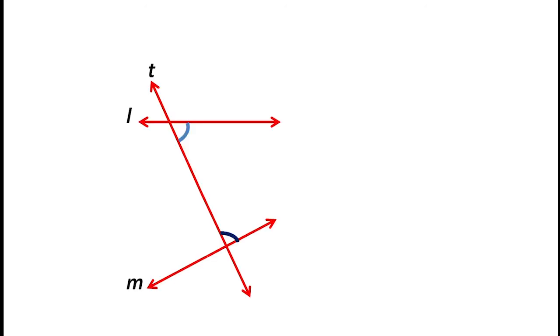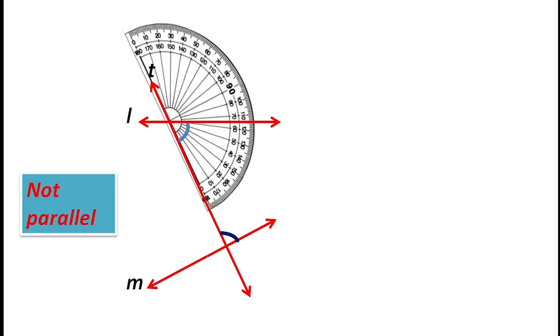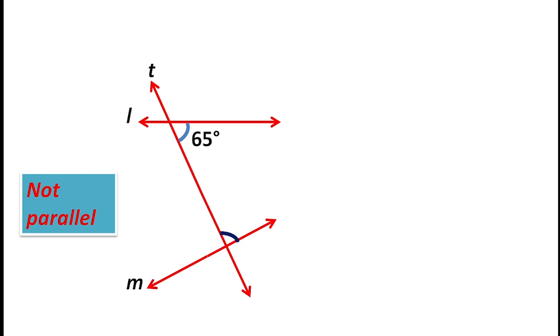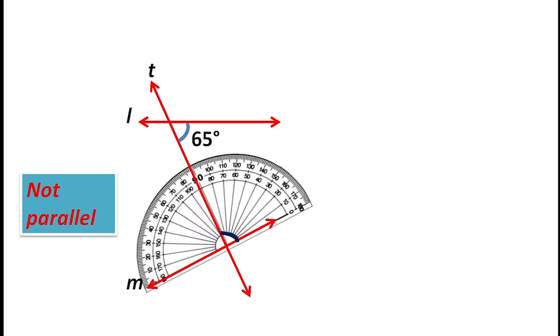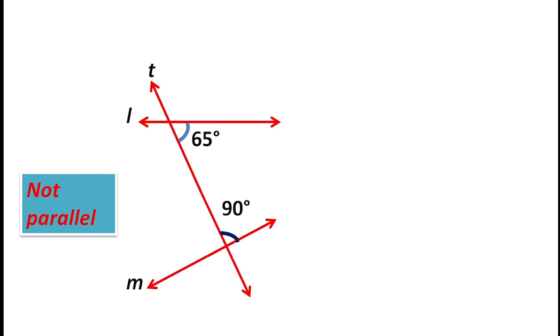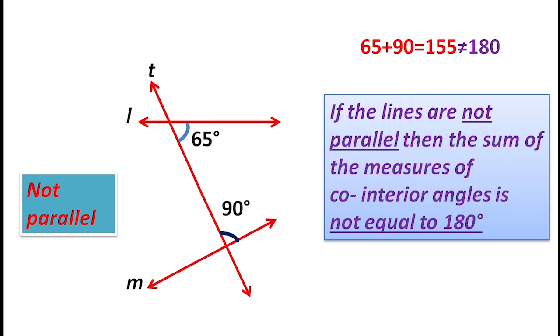Next, see, L and M are two lines and one pair of co-interior angles are marked here. We are going to check whether the sum of these two angles is 180 or not. See, the first angle measure is 65 degrees. The second angle measure is 90 degrees. And we know that 65 plus 90 is 155 only. It is not equal to 180 degrees. So, if the lines are not parallel, then the sum of the measures of co-interior angles is not equal to 180 degrees.